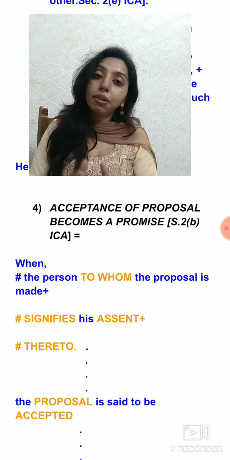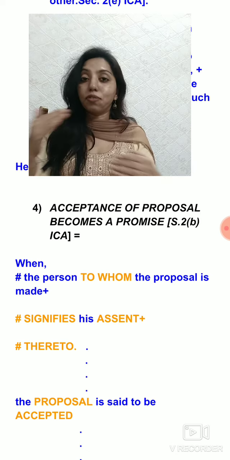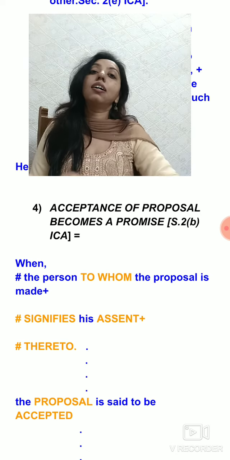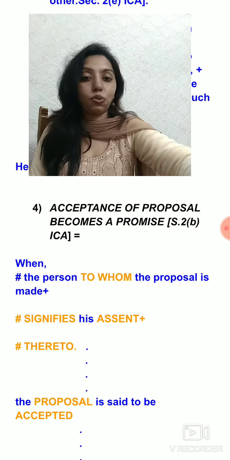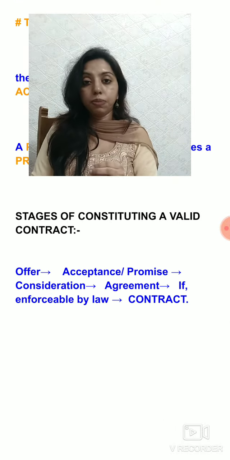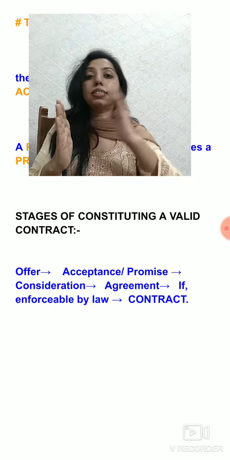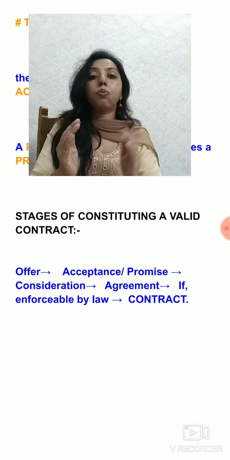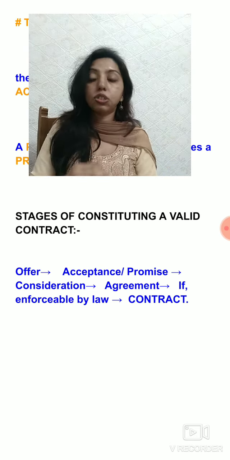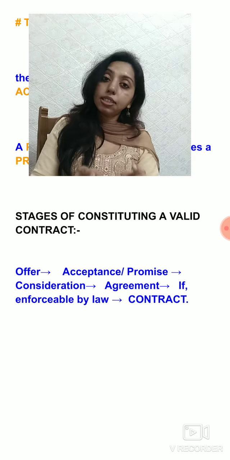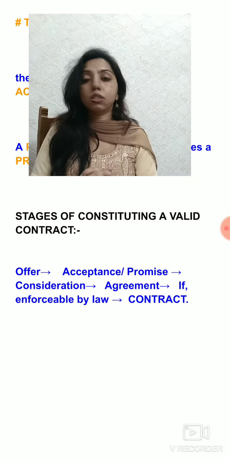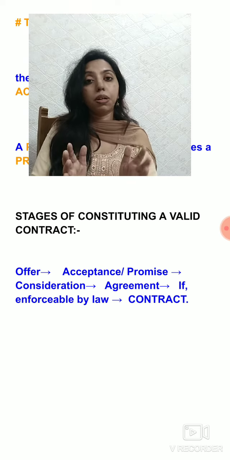And what is an agreement? Agreement is every promise and every set of promises forming the consideration for each other. And when this agreement is enforceable by law, it becomes a contract. So you can see that the stages of constituting a valid contract start from the offer. There has to be an offer, and once it is accepted, it becomes a promise. And when every promise and every set of promises forms part of the consideration, it becomes an agreement. And if this agreement is enforceable by law as per section 10 and many other conditions which we will be discussing in our later videos, it will become a contract.